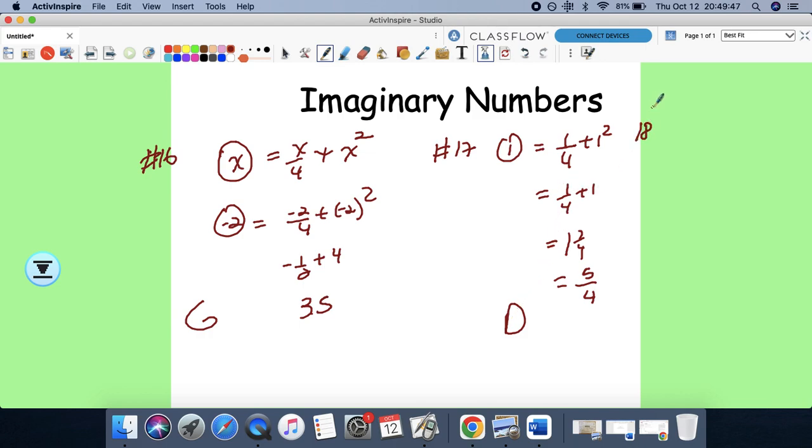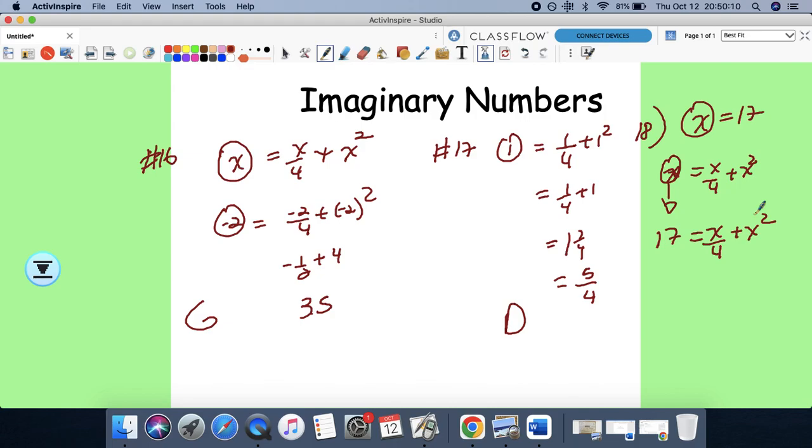18: where's the value of x? They're telling us that circle x equals 17. So the expression is circle x equals x over 4 plus x squared. But they're telling us that this is 17. So let me replace that: x over 4 plus x squared. So look at your multiple choice answers and see if there's one that works.